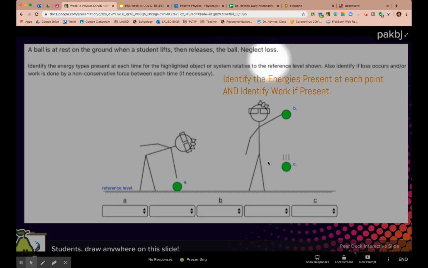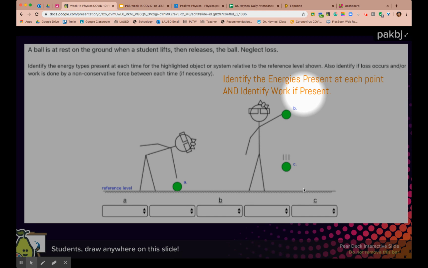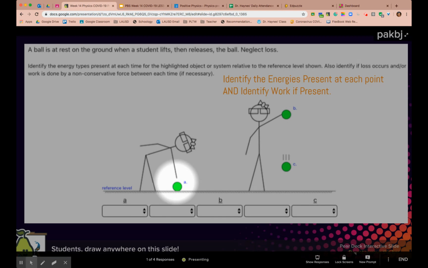Neglect loss. So what I want you to do is identify the energies present at each point and identify work if present. So don't worry about loss. You're only going to say if there's some work being done. Say if there's work being done and identify the energies present at each point. So at point A, point B, and point C, and then between points A and B, and then B and C. What do you see?